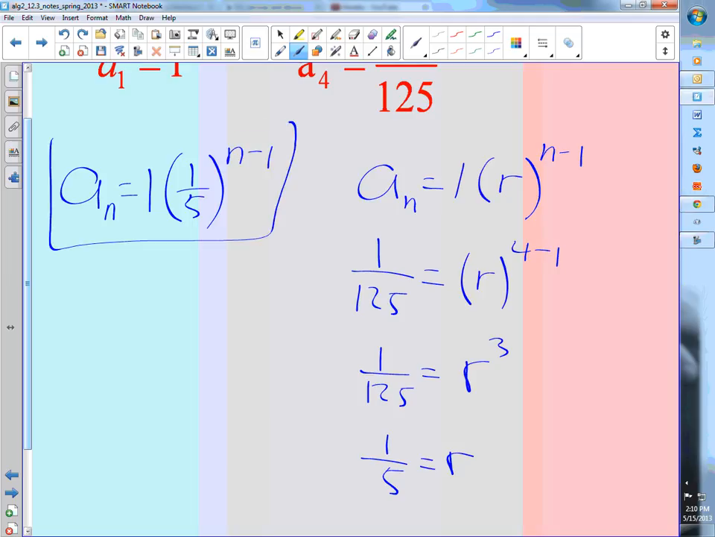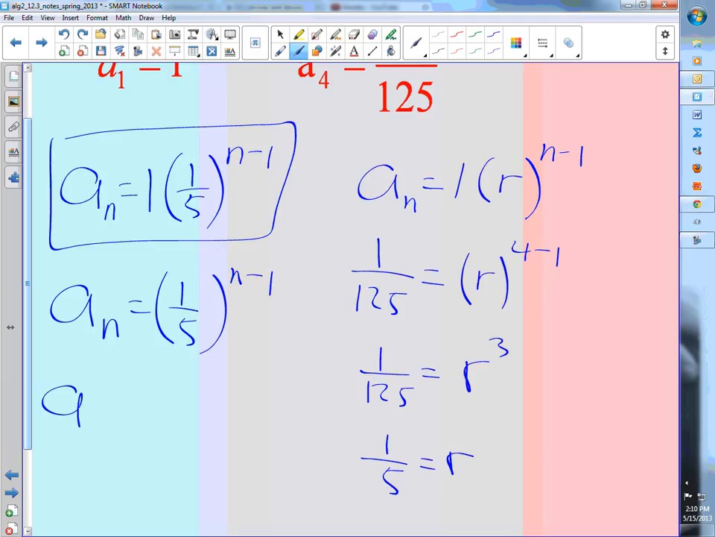There's always going to be a little temptation to put something in like a 4 for n. Don't do it. Because then you're looking at a specific term that you're finding, the fourth term. We want it to be generic. We just call it A sub n. You don't need the 1 there. I'm perfectly fine with you writing A sub n equals 1/5 to the n minus 1. You know what Nick's going to write though, right? Yeah, he's going to write A sub n equals 0.2 to the n minus 1 power, which I'm perfectly fine with.